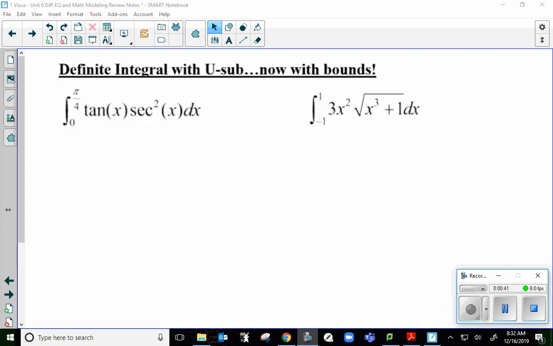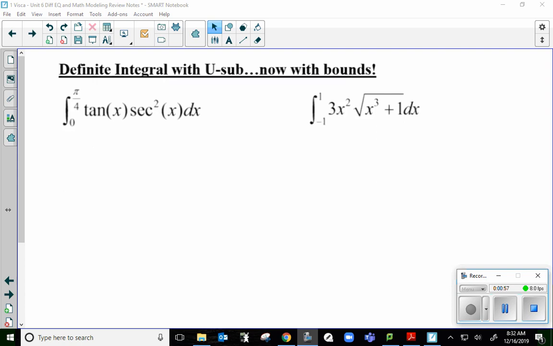And that is right where we left off. Okay, definite integrals with U sub. Definite means we now have bounds here.